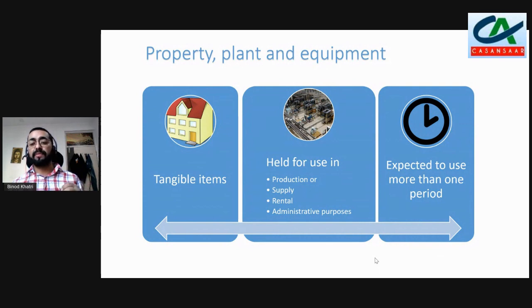So, expected to be used for more than one period. For example, if we bought a car, then we can use that car for more than one year, one period. So that is PPE. And a building can also be used for more than one year. That is why a building is covered under PPE, and it must be held for production, supply, rental and administrative purposes, and it should be tangible. Then only we can say that this is PPE.